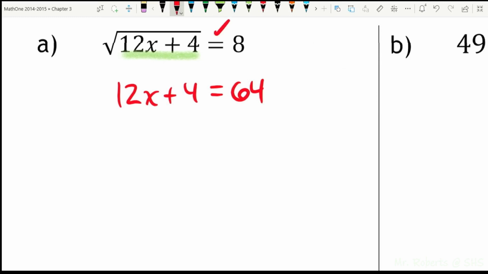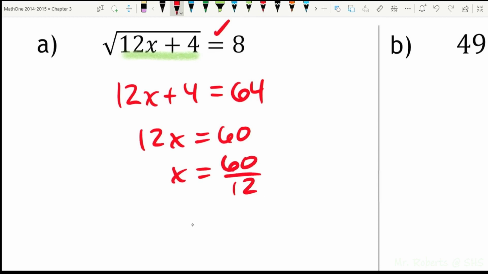It would give me the 8. So what do I do? Well, I'm going to subtract 4 from both sides. So I get that 12x is the number 60. And then x, therefore, is 60 over 12, 60 twelfths. And I think that's the same as the number 5, right?